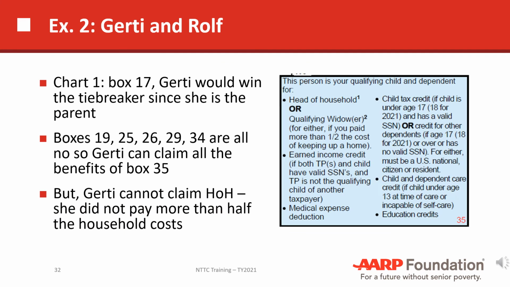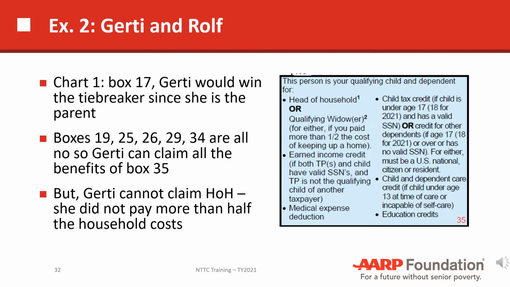So in chart 1, box 17, which deals with the possible tiebreaker situation, Gertie would win the tiebreaker because she is the parent, and so she would win over the grandmother. Boxes 19, 25, 26, 29, and 34 are all marked no. So Gertie can claim all of the benefits of box 35, which we're looking at on this slide, the blue box.